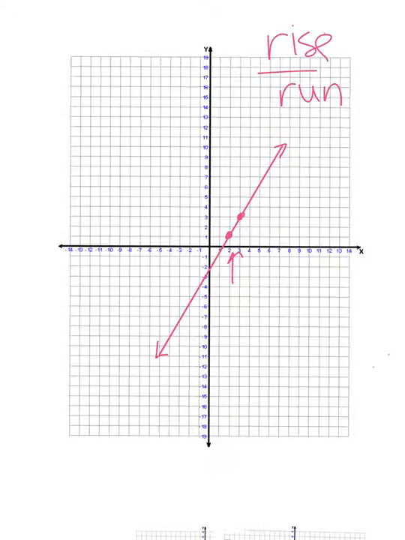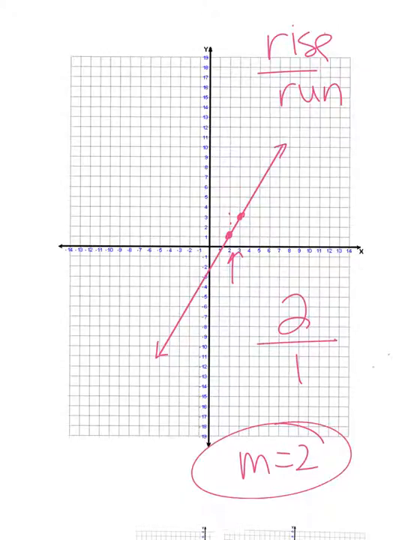So in this case, I'm going to count up: I have 1, 2, and because I'm going up, that's a positive 2. And then I'm going to the right, and remember, right is positive 1. So in this case, my slope is equal to 2, which makes sense because I have bottom left and upper right, so I have a positive slope.